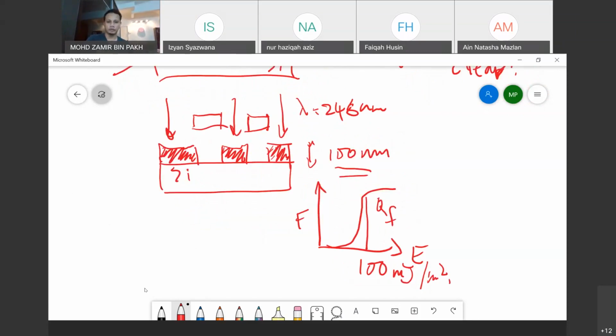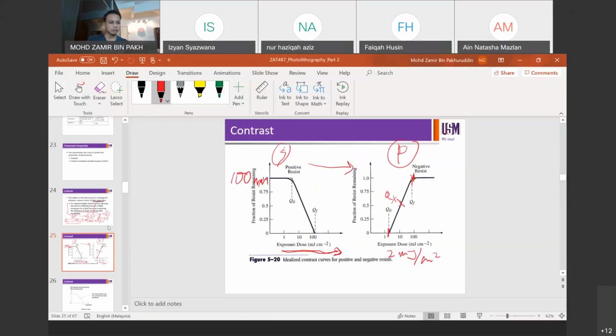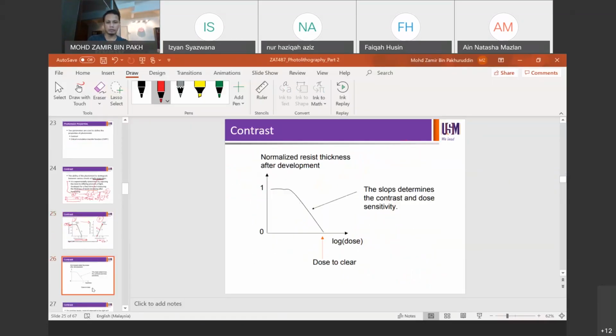Okay, so this is where you have complete polymerization of the resist upon exposure, for negative resist. Right, so it's also called dose to clear. So, dose to clear.